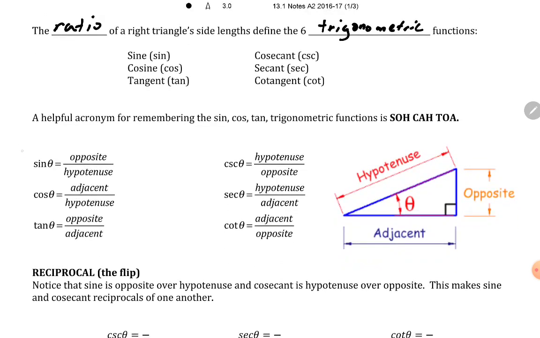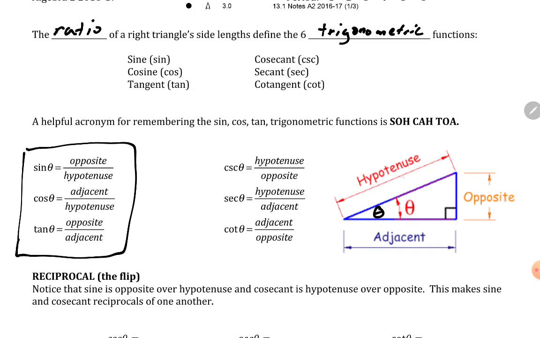Now in geometry, you may have just worked with these three. Remember, if we have an angle here, which is the right angle, we have the opposite side of the triangle, the adjacent side, which is next to the angle but not the hypotenuse. Remember, the hypotenuse is always opposite of the right angle, and is always the longest side of a right triangle.